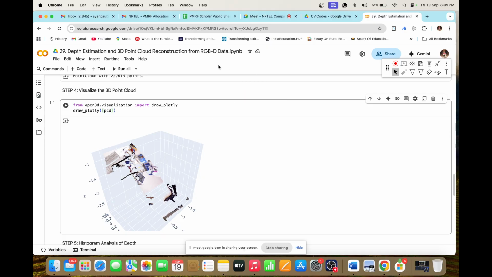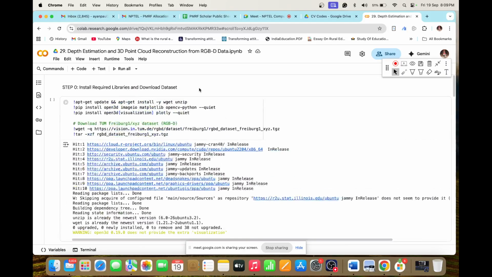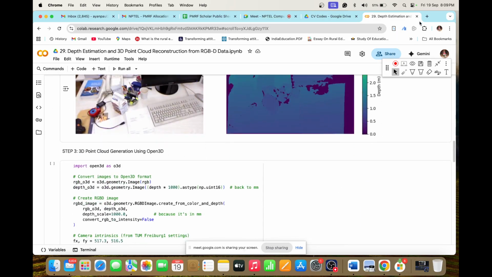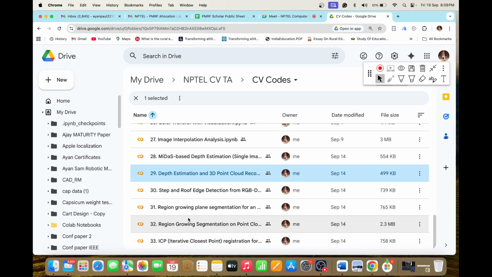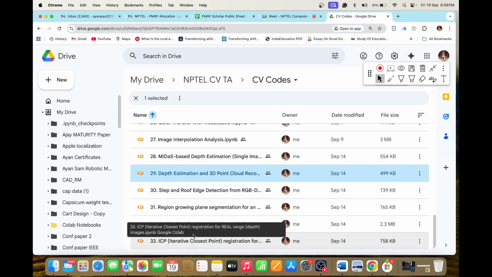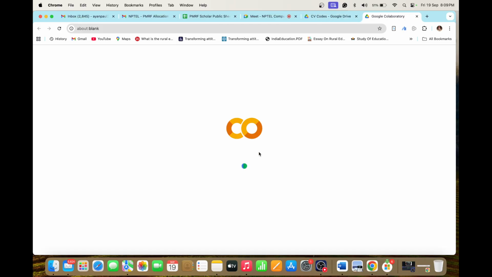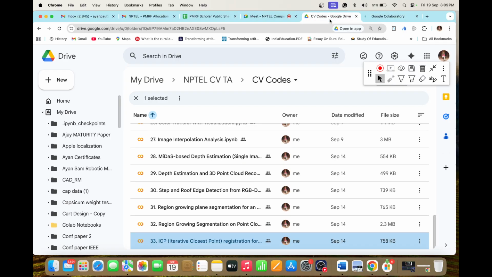These codes I have given to you, so you can just copy the code to your drive. Whenever you open it, something will be written like copy to drive. Just copy the code to your drive, and you can see all this. You can check this out, and let me show you other things like region growing. Other things are important on my region growing step. This I have already told you.